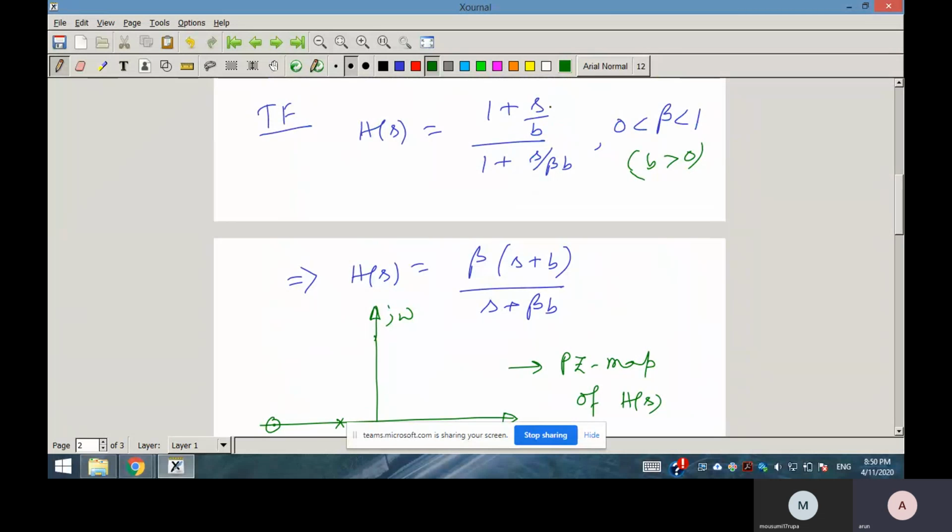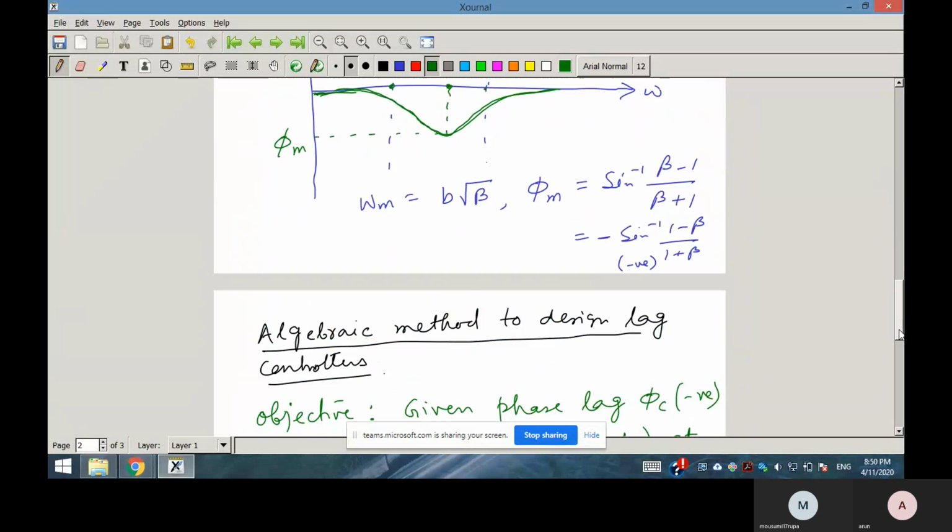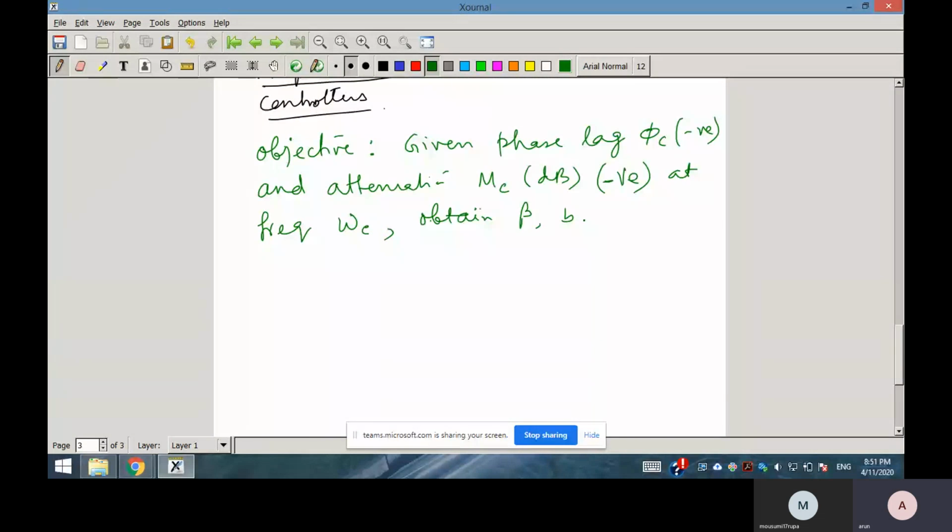Those things we are not considering. This simple thing we are considering. So whatever controllers we normally design, the controller will be minimum phase and stable. That is always expected for a practical system. Controllers are avoided to be unstable as well as non-minimum phase. So unstable controllers are not allowed in practice. So this is beta and b.